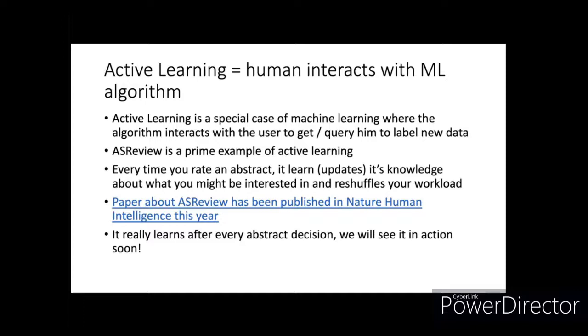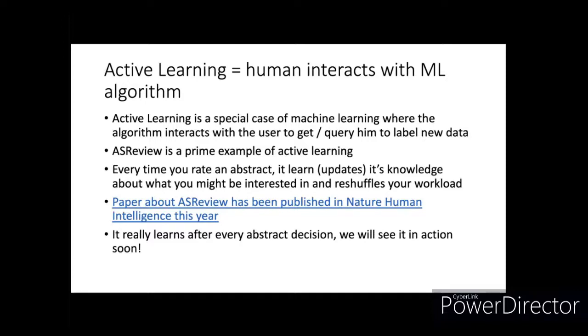What ASReview does is that it loads the abstracts. It shows you, do you like this? Do you like it? No. And based on whether you say no or yes, it's updating, it's learning what you might be interested in, and it reshuffles your workload. So it puts the most relevant papers at the front of your workload. It means that the 100 most relevant papers will hopefully be in the first 200 abstracts you review.